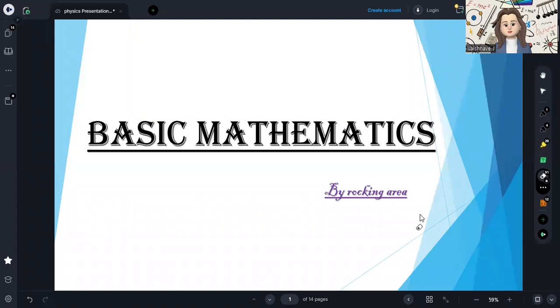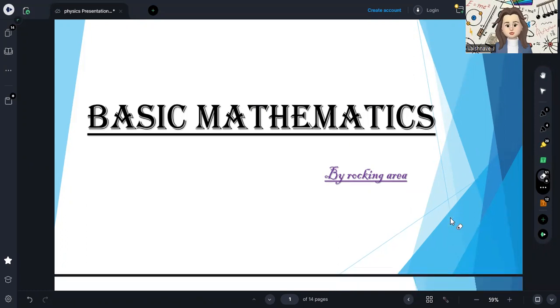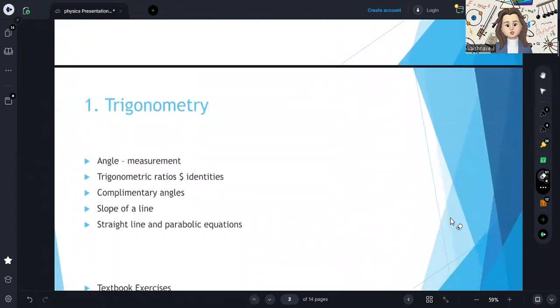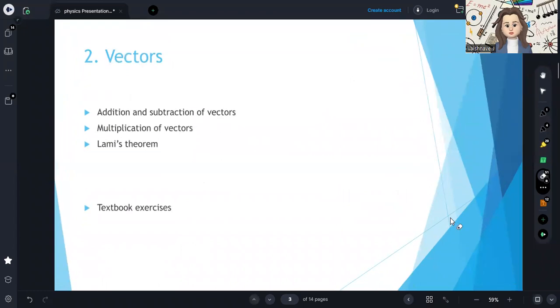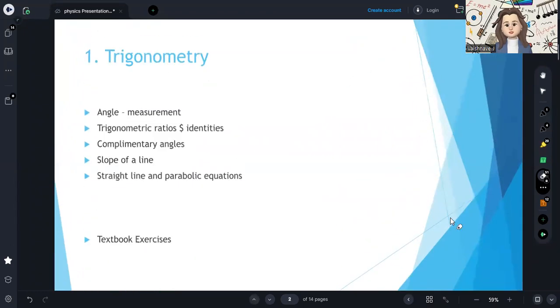Okay, here we are. So today's basic topic is about basic mathematics, which comes under math as well as physics. So in this chapter, we have divided this into two parts, as I said, trigonometry and vectors. So we have subtopics in trigonometry as well.